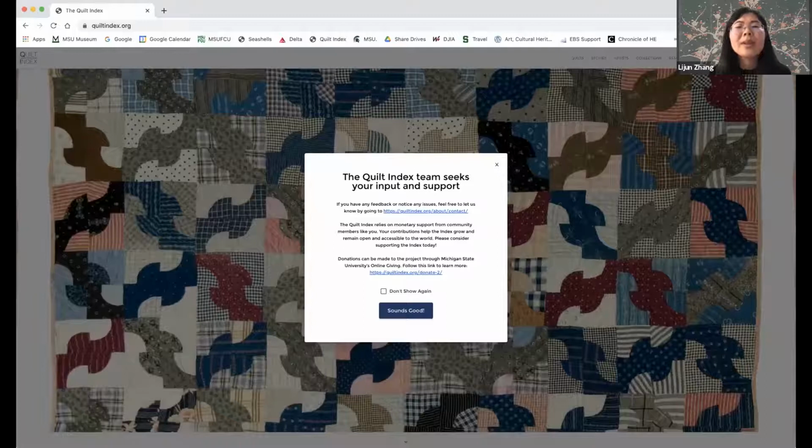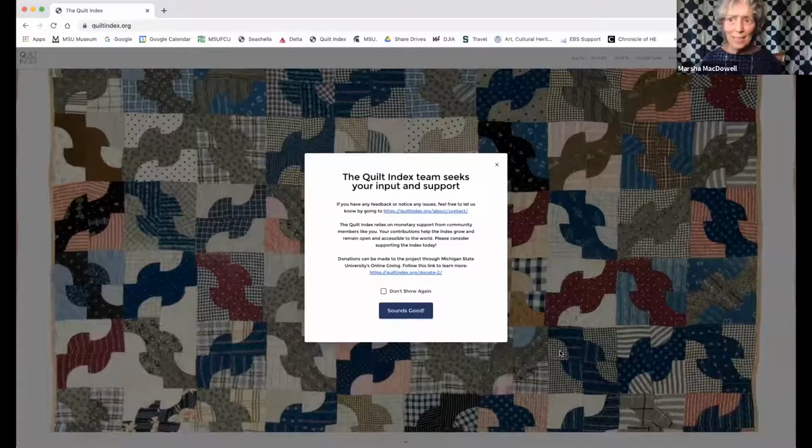I think so. You should all be able to see the quilt index again. At the end of presentations that I'm involved with, I try to show you all a way that you can use the quilt index to look at more examples of the topic, in this case, Quilts of Southwest China. It also gives you a brief intro to using the quilt index in general.